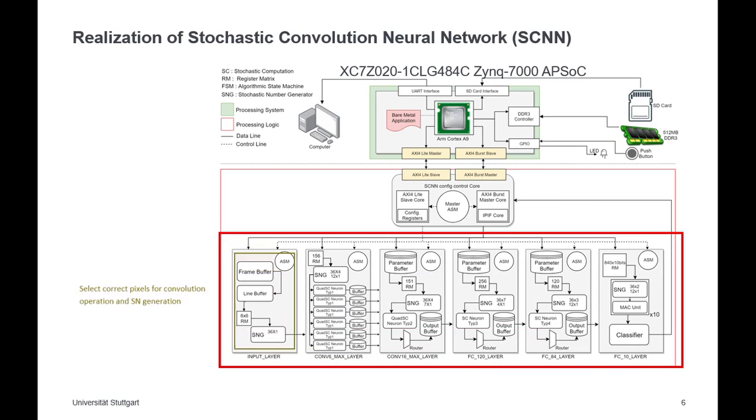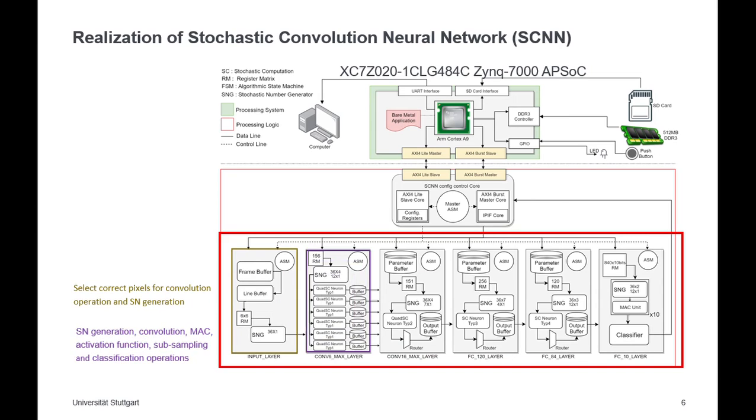It consists of an input layer, which is used to hold the input test images from the MNIST dataset. It also orders the correct pixels required for convolutional operation and generates their equivalent stochastic numbers. Next, we have the first convolution layer, second convolution layer, and the three fully connected layers. Each of these layers mainly performs stochastic number generation, convolution, accumulation, activation function, and subsampling. The last layer performs the classification operation.